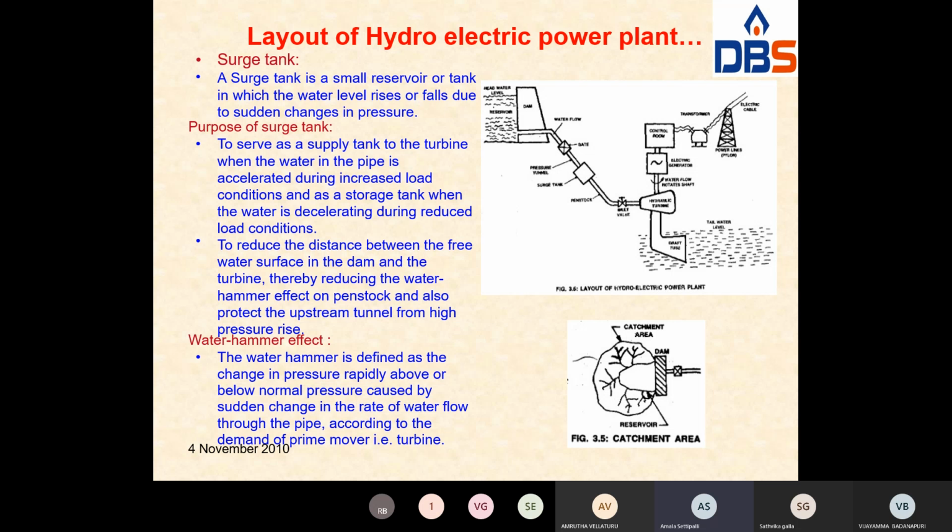Due to the water hammer effect, the penstock may be damaged. That's why the water pressure is regulated in the surge tank. That is the purpose of the surge tank. The surge tank is very important for 5 marks. Sometimes they may ask what the surge tank is and what its purpose is. At that time, you can write this.